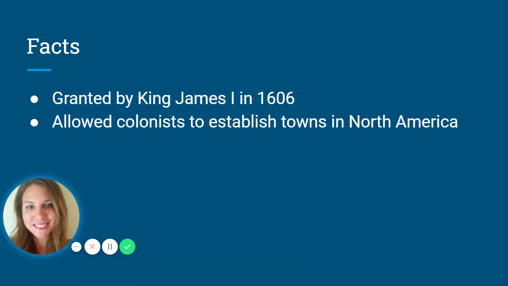The initial charter, and there were several afterwards, was granted by King James I in 1606. So who can tell me, when did we sign the Declaration of Independence, and when did the Revolutionary War start? 1776. So this wasn't just a quick thing where we were like, we don't want to be part of England anymore, we don't like what they're doing. Guys, this is almost 200 years later. The original Jamestown was created in 1606, and our Declaration of Independence was signed in 1776. So we're talking about a 170-year difference.